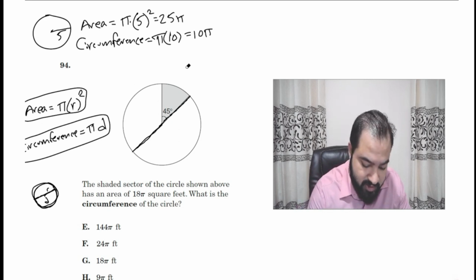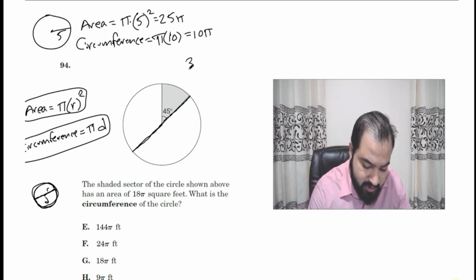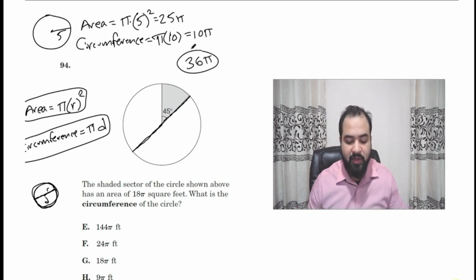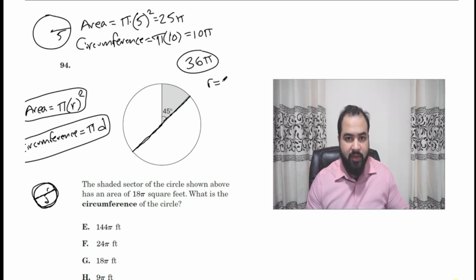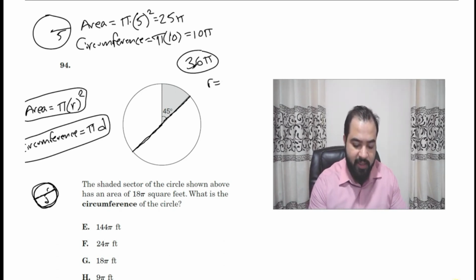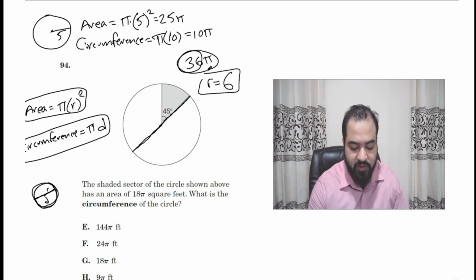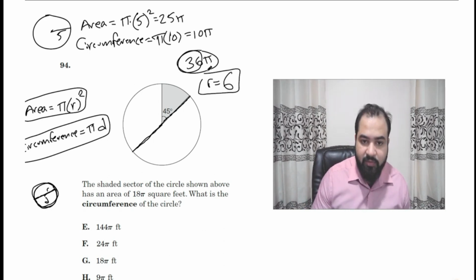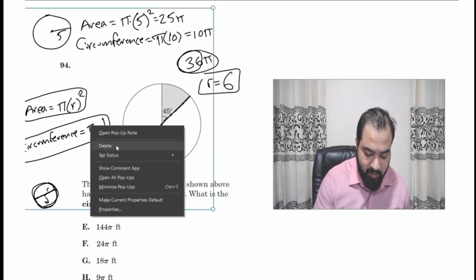So let's say 36 pi. So 36 pi is the area of a circle, a random circle. So what was the radius they used? The radius to the power 2 gave 36, so the radius must have been 6. So this is called going reverse. So now that was it. That's just the background information. I hope you got it. Now let me go to the questions. I'm going to delete them all.